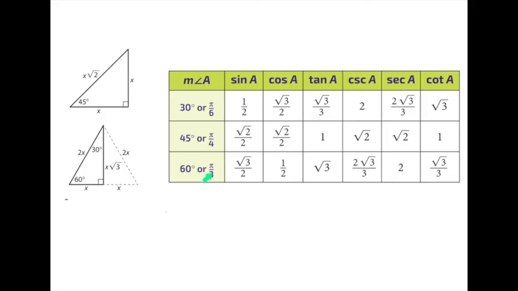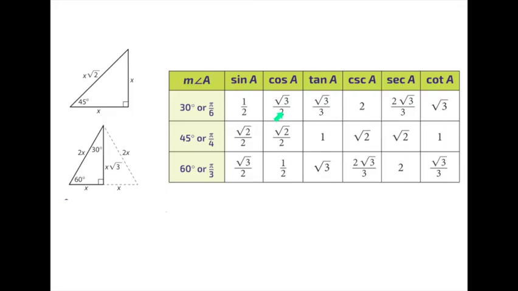60, I'm going to go to 60 next because you'll notice that 60 and 30 are complementary angles. They add up to 90. You'll notice that your sine and cosine just switch places. The sine of a 30 is 1/2. The cosine of a 60 is 1/2. That's because you're on the other angle, right? And so it would match the opposite, right?